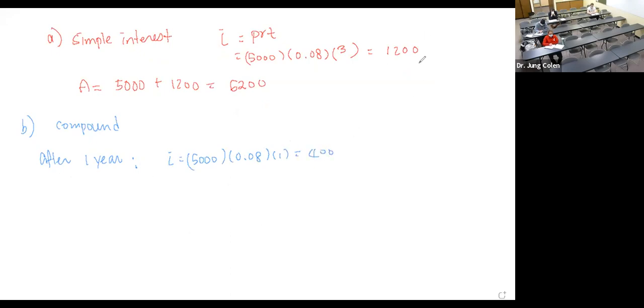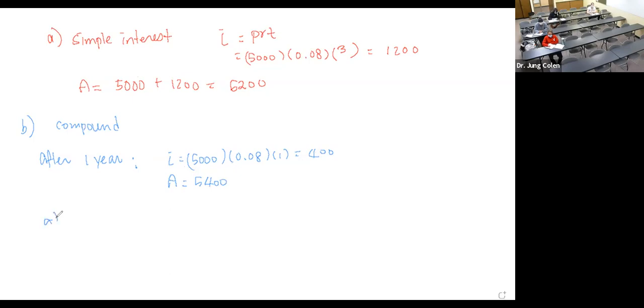Or you can say that for 3 years it's 1,200, then for 1 year, 400. So either way, you're going to get the same answer. After 1 year, your interest is $400. So how much would you get after 1 year? 5,400, right? So 5,400 after 1 year.